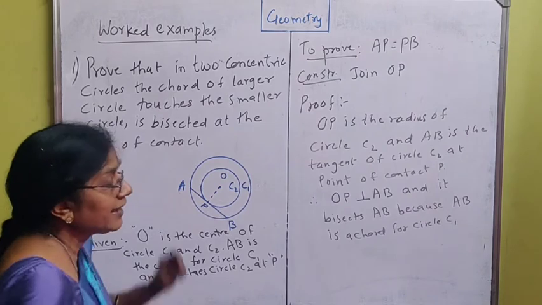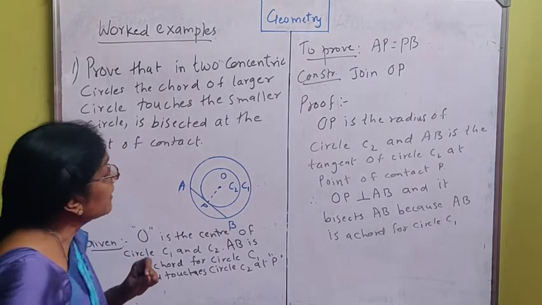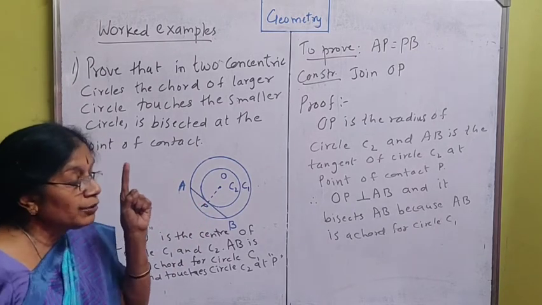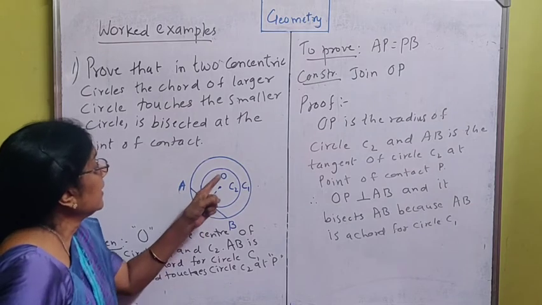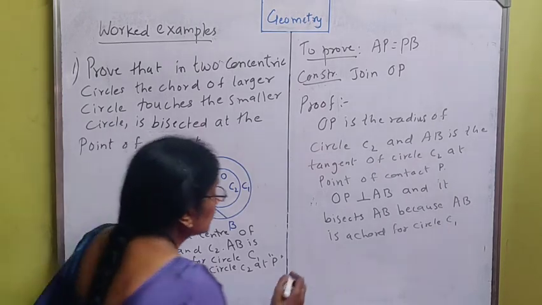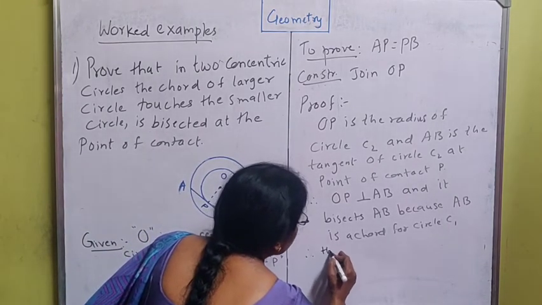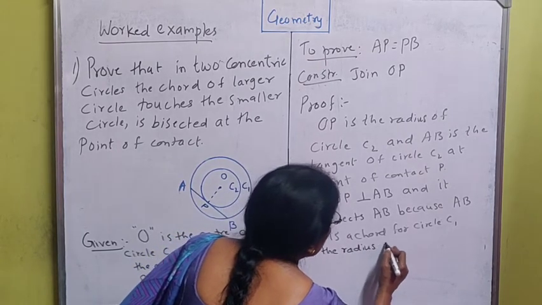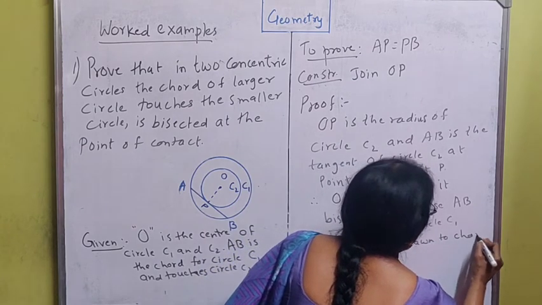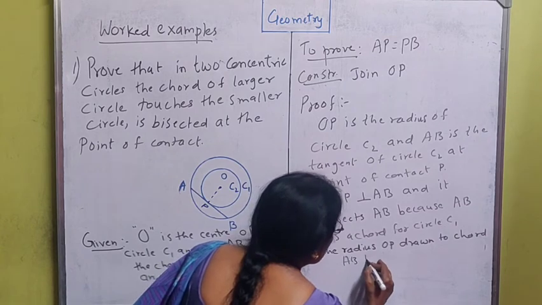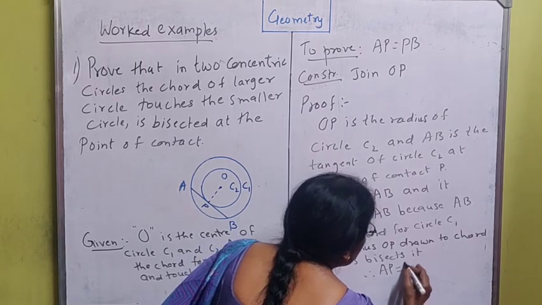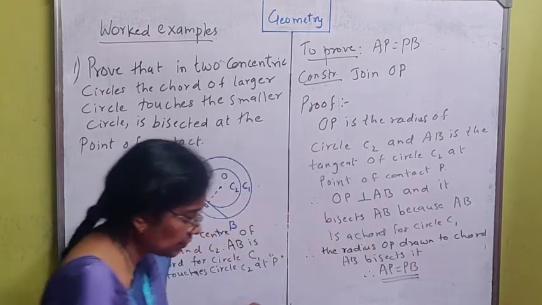So, we know theorem 4.1. What does theorem 4.1 say? When I was explaining the chord, what I explained to you is that the radius drawn to a chord bisects the chord. So, therefore, the radius OP drawn to chord AB bisects it. Therefore, AP is equal to PB. This is what we want.